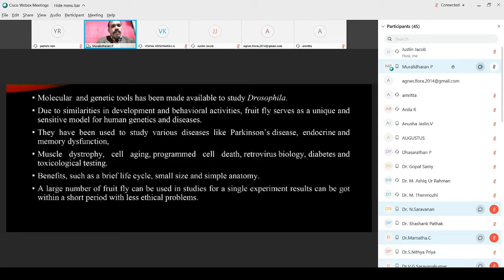And a large number of fruit flies can be used in studies for a single experiment result. So the statistical count also increases when you use this type of Drosophila, because many fruit flies can be used for a particular single experiment and can be caught within a short period with fewer ethical problems. So the ethical problems will be very less.